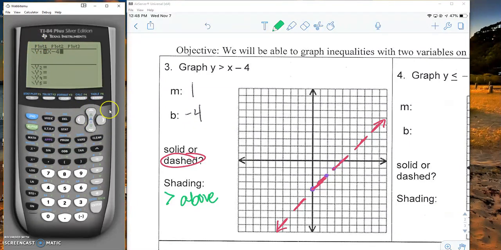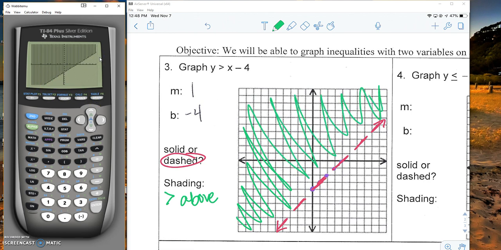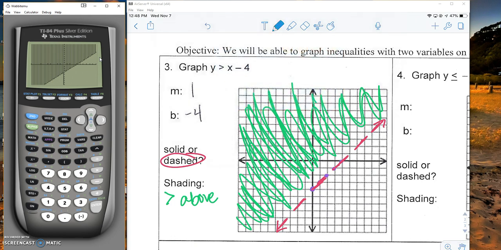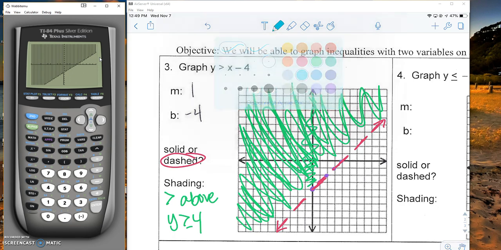Now notice my shading went away when I cleared that out, so I need to go back over and click the one that will go above or on top of. And I click graph, and it will graph the line for me and remind me that my shading is above the line, so I can use this to make sure I am graphing things correctly. Now, if you don't have a calculator at home, then you would just say, y is greater than -4, greater than goes above on the y-axis, and you would shade accordingly.